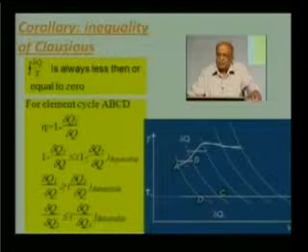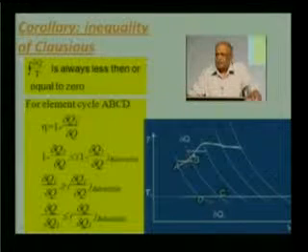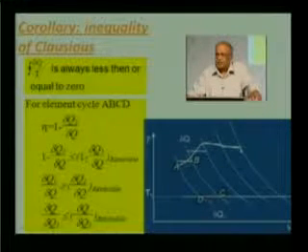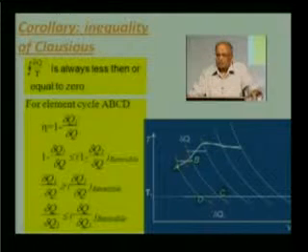Then the next corollary of the second law is the inequality of Clausius, and it says that the cyclic integral of dQ by T is always less than or equal to 0. To explain this corollary, let us take a cycle as shown here. This is a thermodynamic cycle, whether reversible or irreversible does not matter.